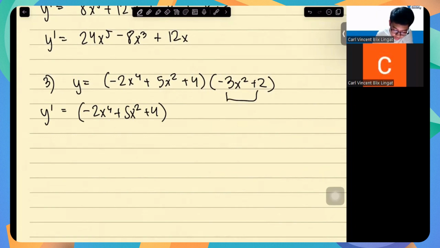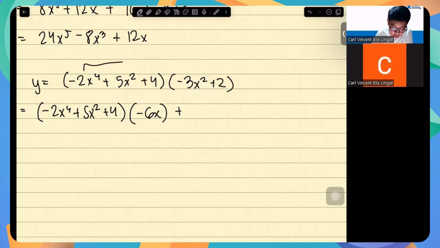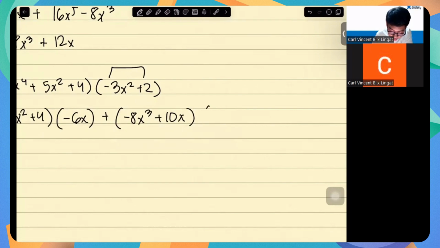So we have negative 6x plus, get the derivative of this part naman. So that would be negative 8x cubed plus 10x. Then just copy this. Just copy that. So we have negative 3x squared plus 2. Okay.